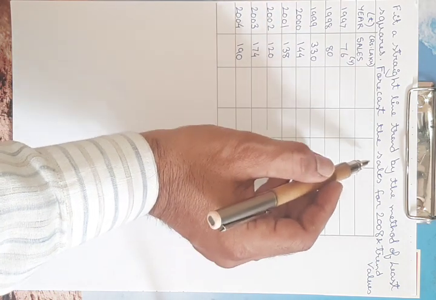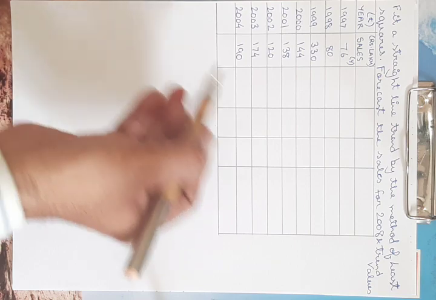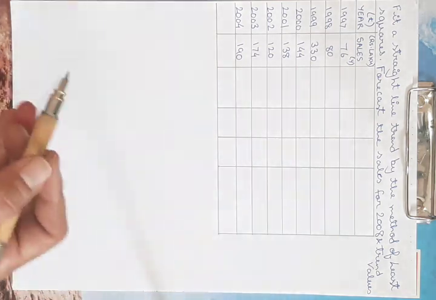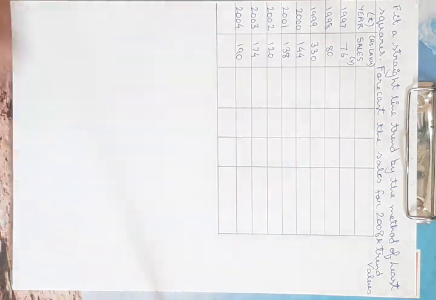Also, forecast the sales for the year 2008. For the next upcoming year, 2008, we have to forecast the value of sales, and we also need to calculate the trend values. So let us just solve the example. Now, how are we going to solve it?